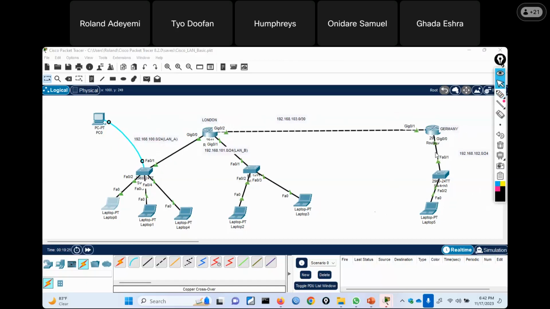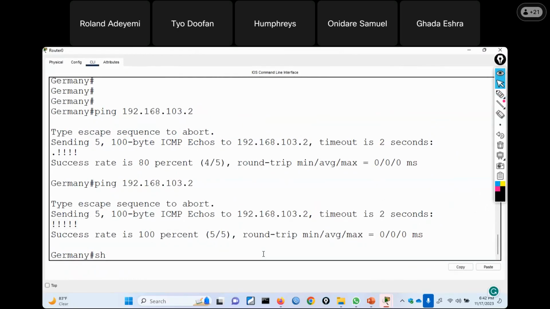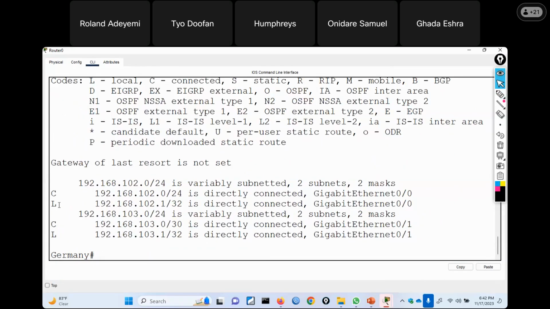So what do we do? We go to the Germany router and say, Germany router, let's check your routing table. What do you have in your routing table? You have two networks you are directly connected to. One is 102.0. The other one is 103.0. But there is a network you are trying to send a reply to. It is 100.0. It is not in your routing table, so you can't send the reply there.